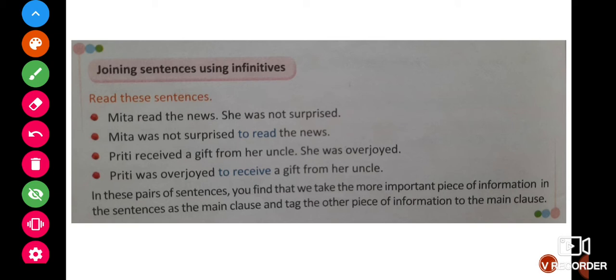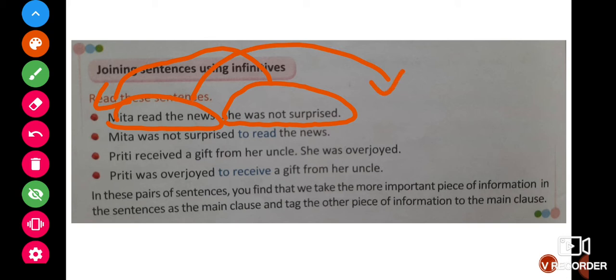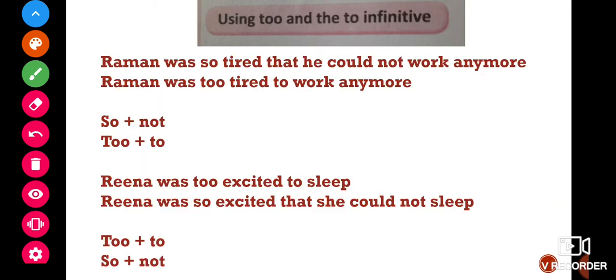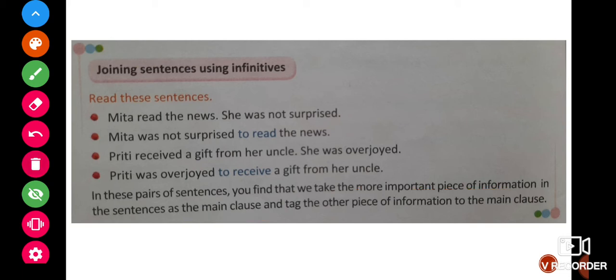So you can take the second sentence first, or you can take the first sentence in the second position. That does not make a difference, but make sure that the meaning remains the same. Also, you can take the more important piece of information in the sentence as the main clause. That means here we have taken, she was not surprised. Here in the main clause, Meeta was not surprised. And then the first sentence has gone into the second part, to read the news.